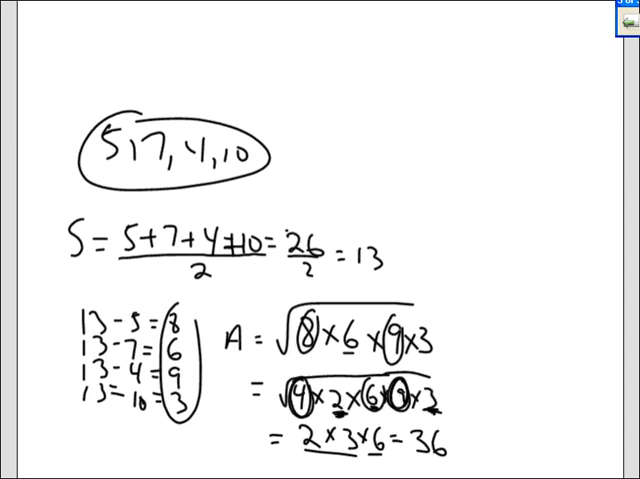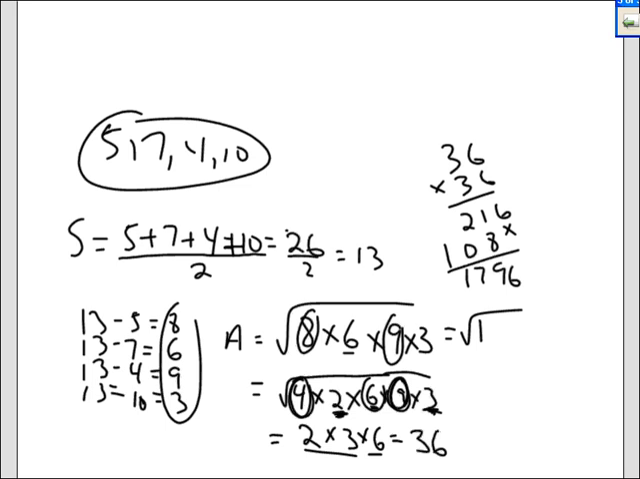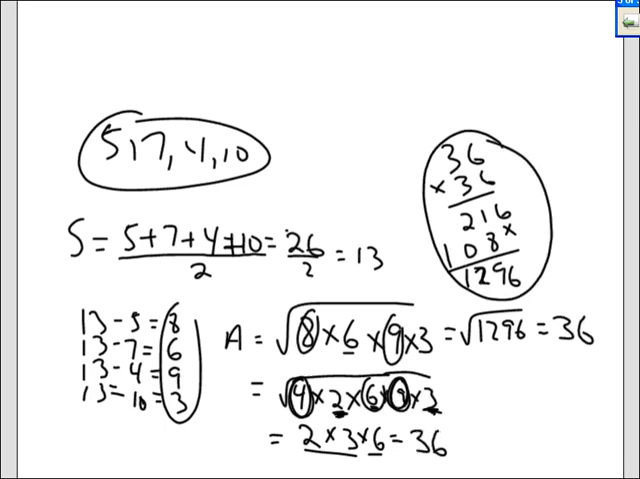You multiply these numbers together, you're actually going to get 36 times 36, which is 216. 3 times 36 is 108. You get 1296. How many of you walk around knowing the square root of 1296 is 36? Personally, I don't. If I did, I wouldn't have just multiplied it out.